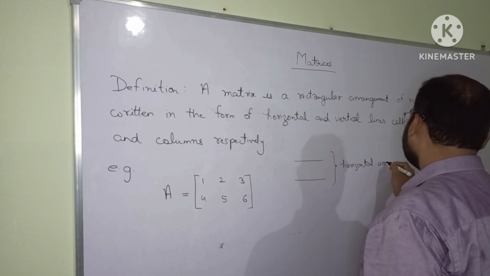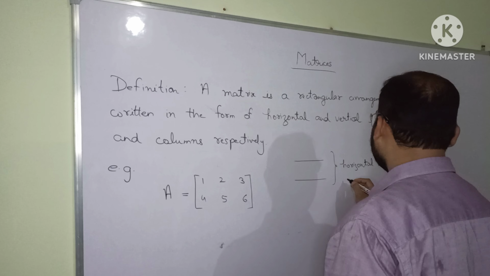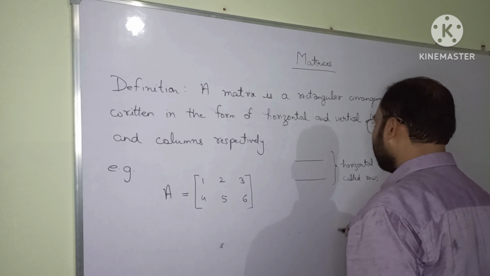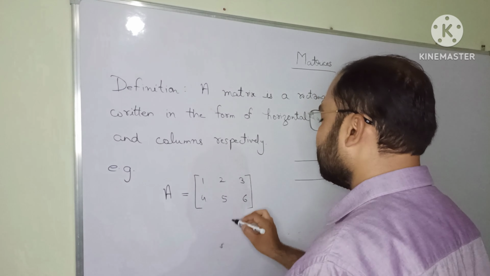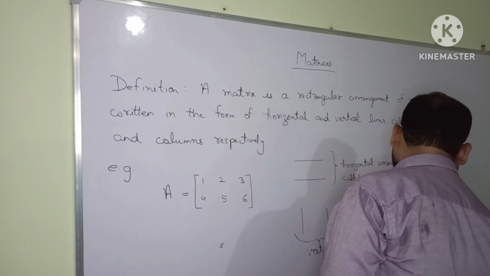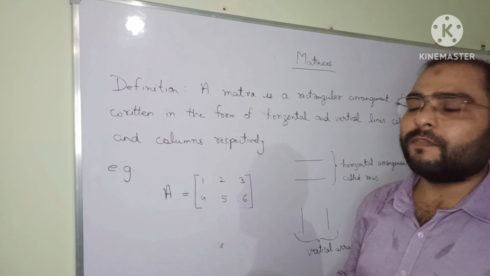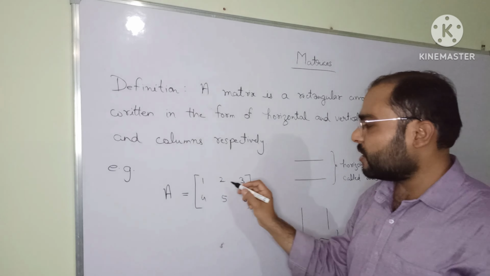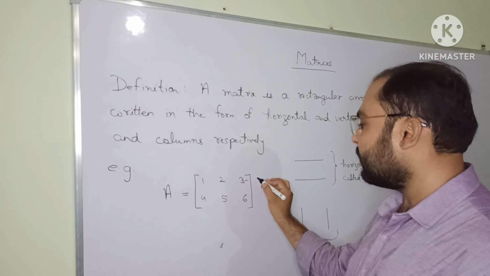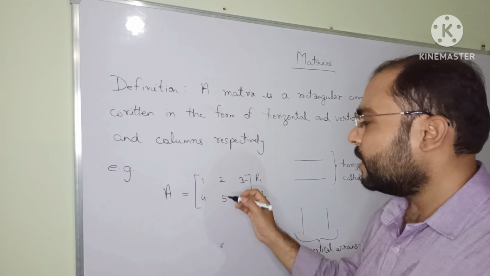Horizontal arrangements are called rows, and vertical arrangements are called columns. So what we have is a matrix in which there are two rows. First row is 1 2 3 and the second row is 4 5 6. So this is row 1 and this is row 2.